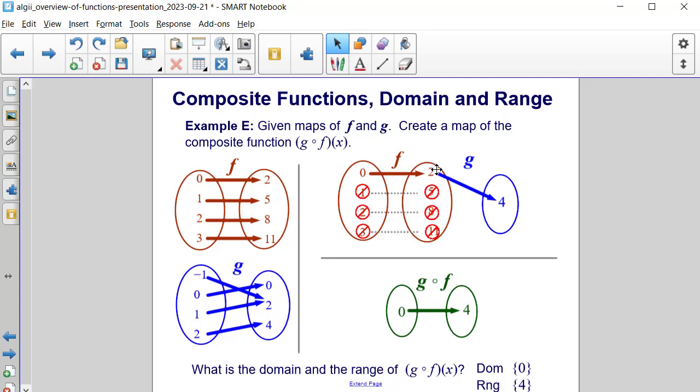And then they looked at g and went from 2 to 4. So the final result for g of f of x is still going to be mapping from 0 to only 4, with the domain being only 0 and the range only being 4.